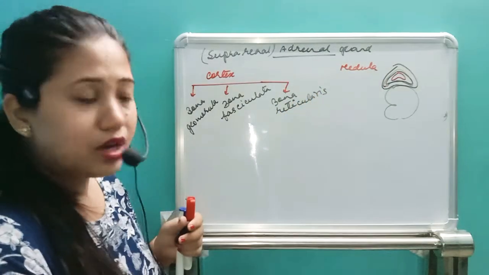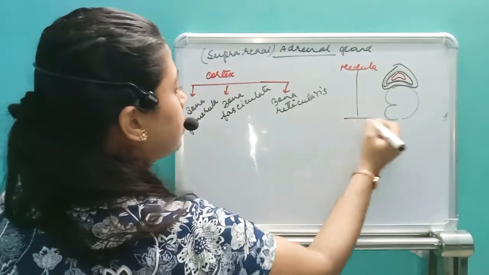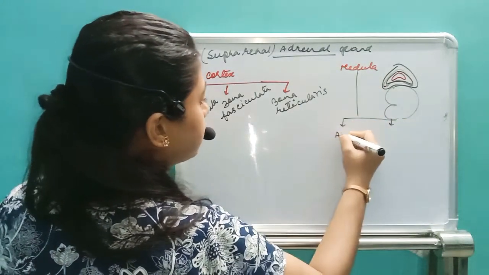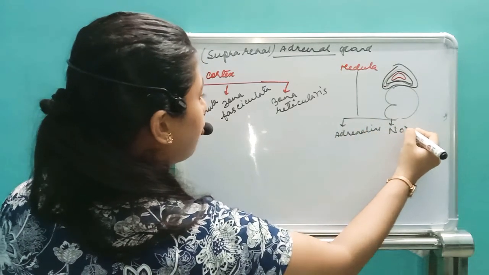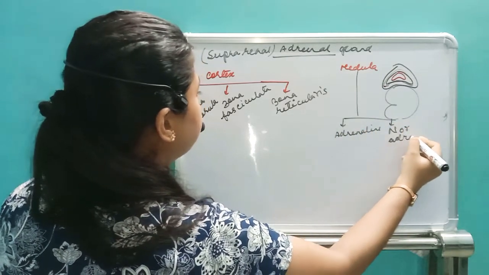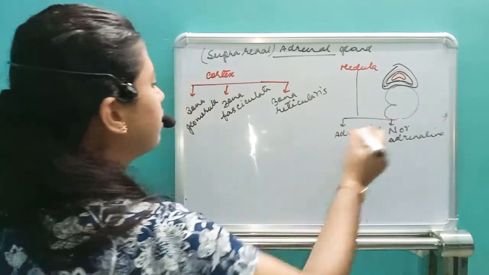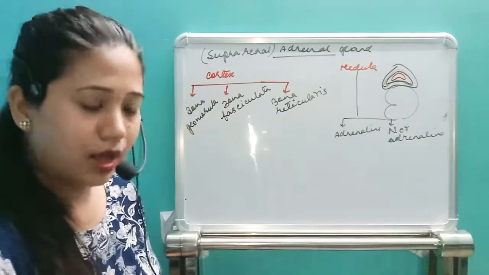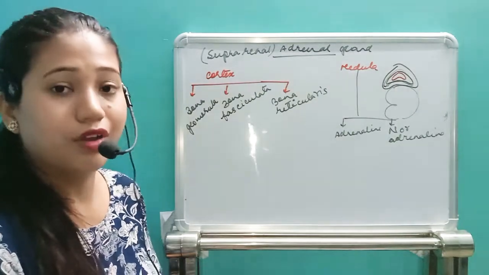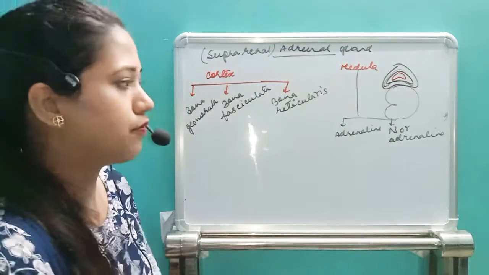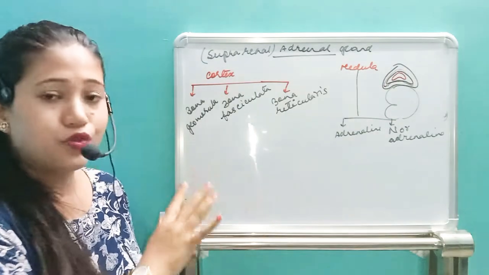The medulla releases two hormones. What are they? They are called adrenaline, and the second hormone is called noradrenaline. So we are releasing two hormones from the medulla, adrenaline and noradrenaline. Now after that, let us see their functions. What are the functions performed by all those five hormones?